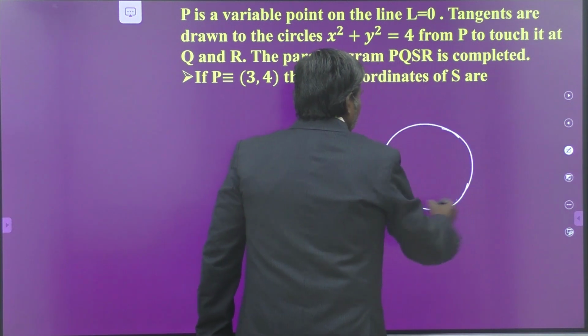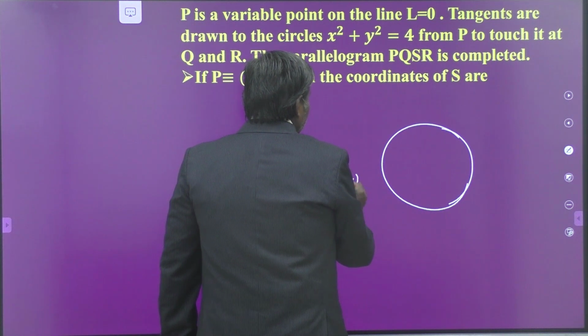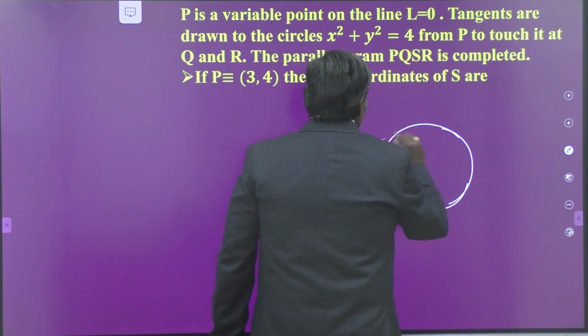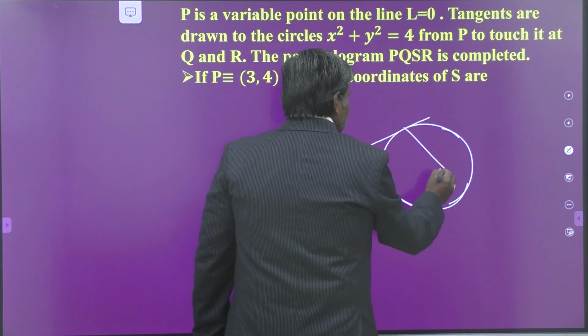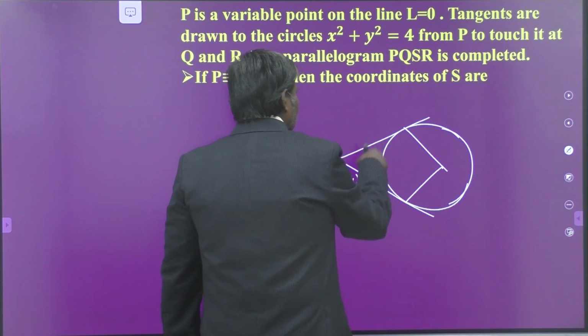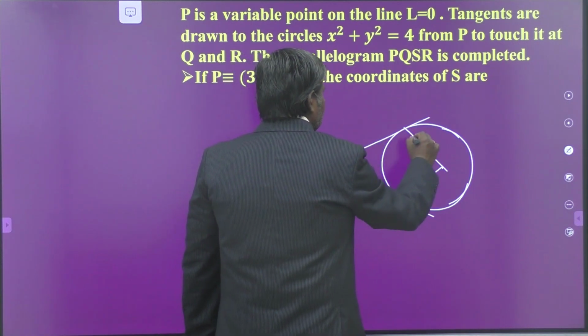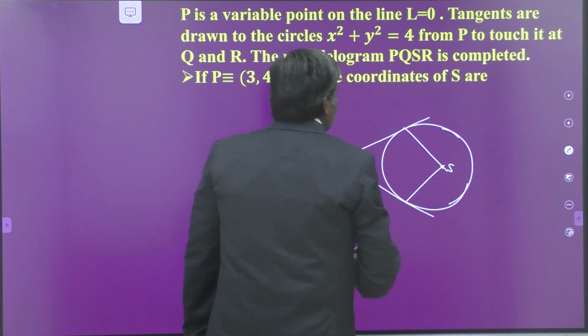This is the circle. This is your point P (3, 4), which is outside the circle. These are the tangents drawn from P to the circle. Now the parallelogram is completed. So we have to draw parallel lines to the two tangents, and we obtain a parallelogram. What are they asking? They are asking the coordinates of S.